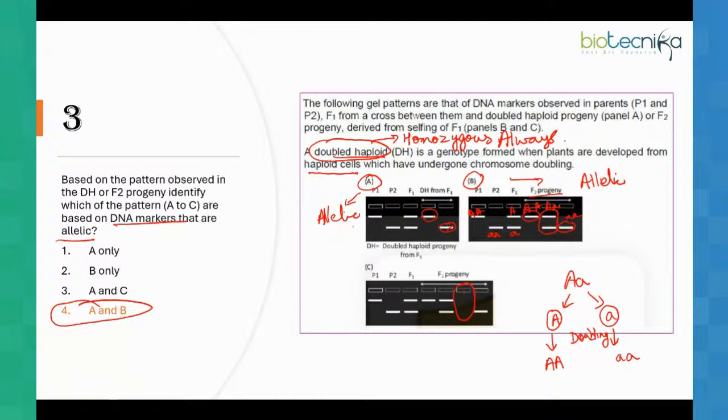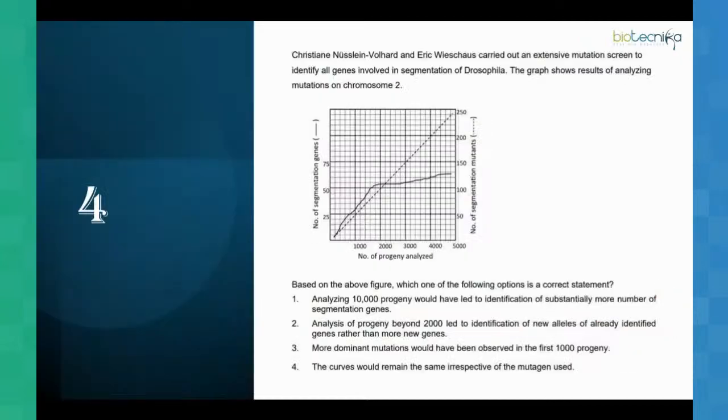All right, so I hope all of you followed this. So guys, again a reminder that the DNA marker concept has to be absolutely clear with you all. Next question. This question was also given in the last session exam, and again for answering this question, you just have to develop the skill of reading a graph.